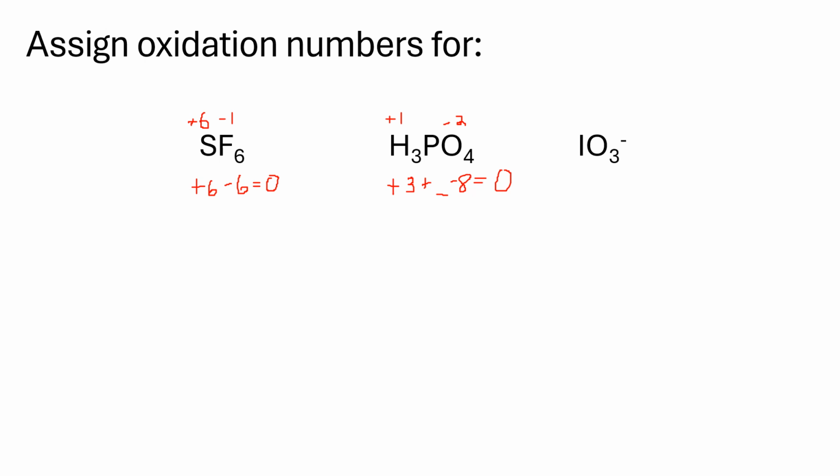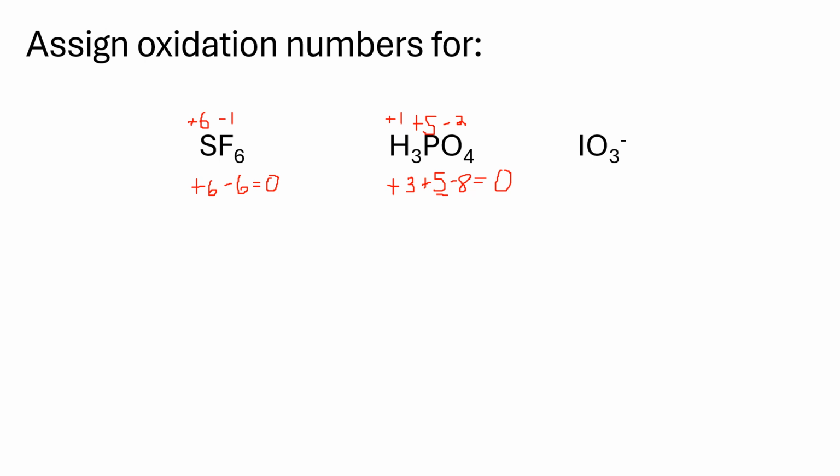So essentially we're just trying to figure out for phosphorus what fills in the blank here, right? So +3, -8, and they have to add up to 0. So basically we need another +5, right? So I'm going to go ahead and say that phosphorus, and of course there's only one of them, its oxidation number is positive 5.